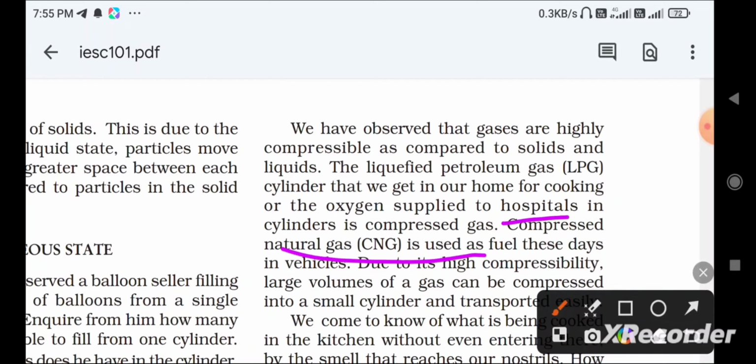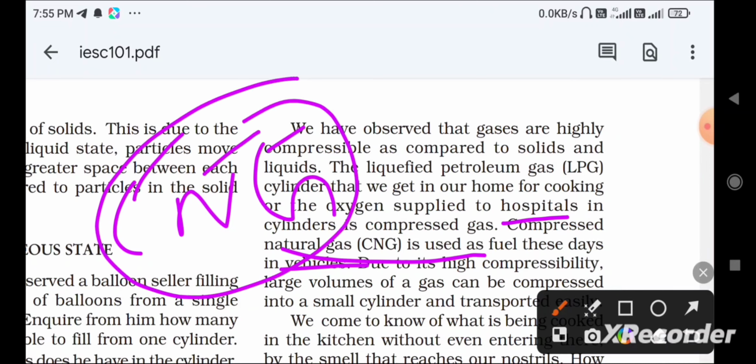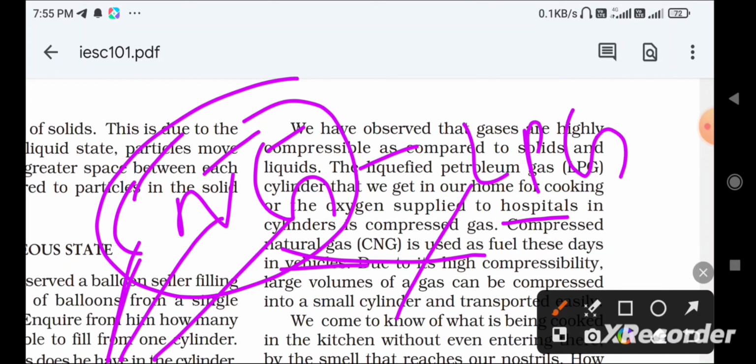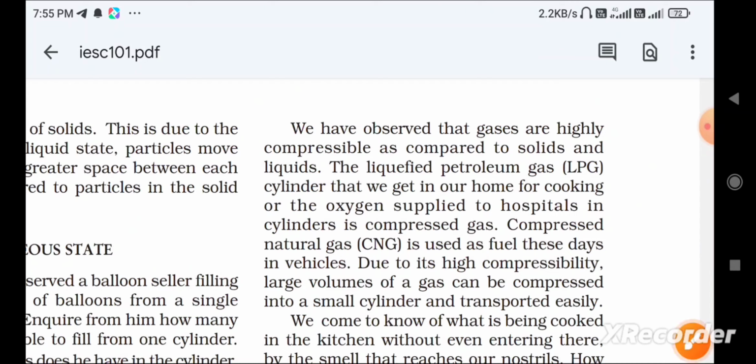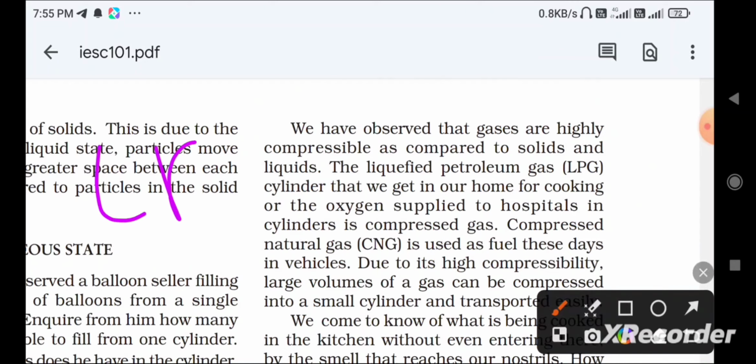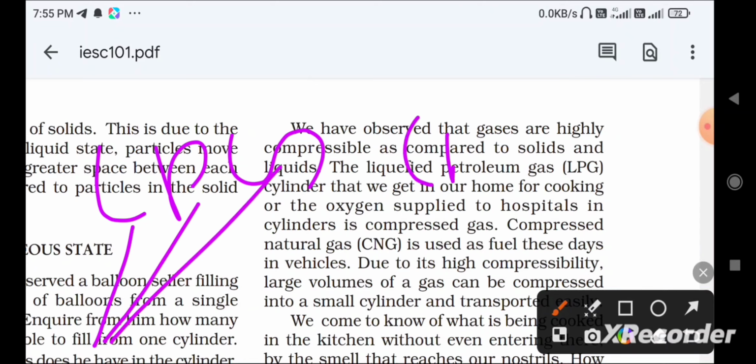Compressed natural gas is used as a fuel these days in vehicles. What is CNG? Compressed natural gas. Remember that. CNG means compressed natural gas, and the full form of LPG is liquid petroleum gas. For your exam, maybe they will ask for 1 mark: write the full form of LPG, you can write liquid petroleum gas, and write the full form of CNG, you can write compressed natural gas.